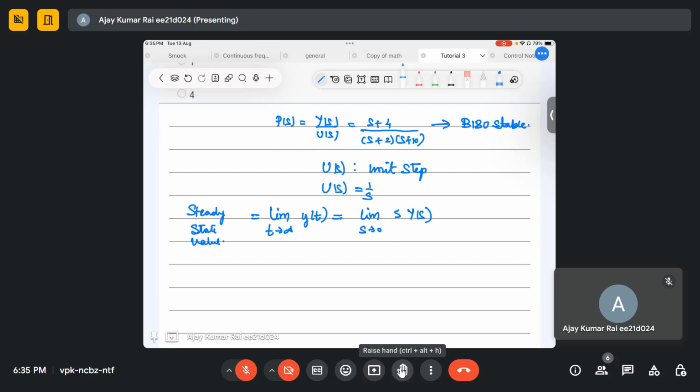So this is the transfer function, right? You can find out y of t and put limit t tends to infinity to find the steady state value, or you can use the final value theorem. Okay, so let me use the final value theorem here. I'll write it out using the final value theorem.